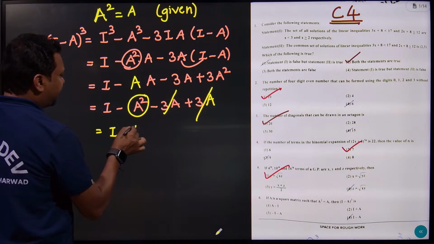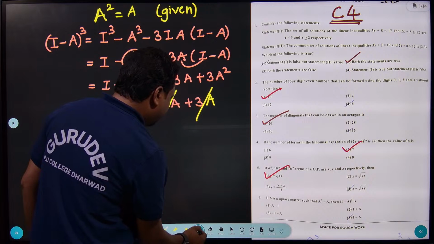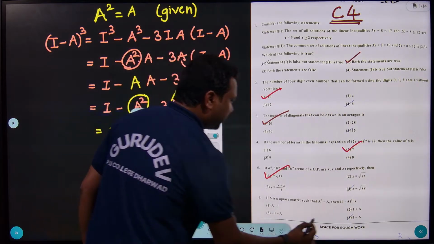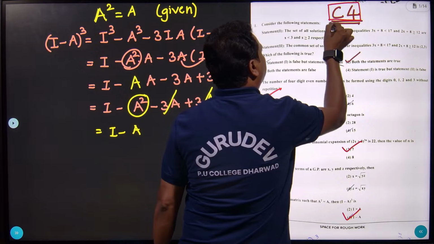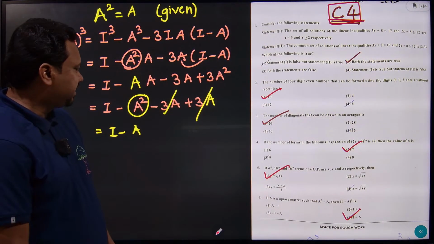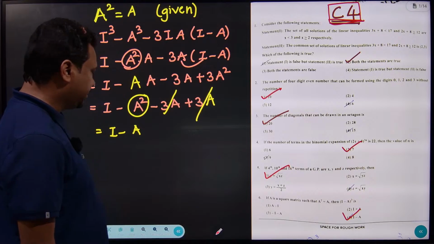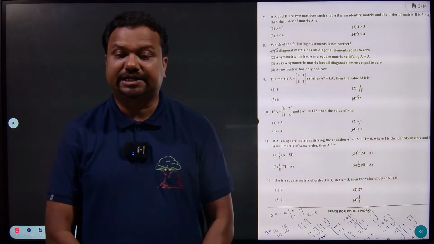Therefore, what is my final answer? I minus A. I minus A, so I will go with option D as the right answer in the version code of C4. I repeat, C4. Okay. I minus A is the right answer. Clear? Let's go for the next one.